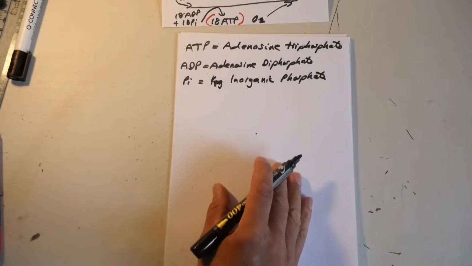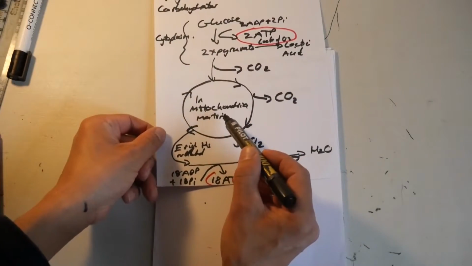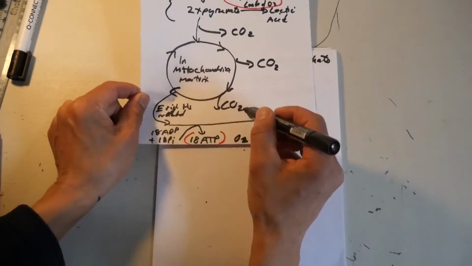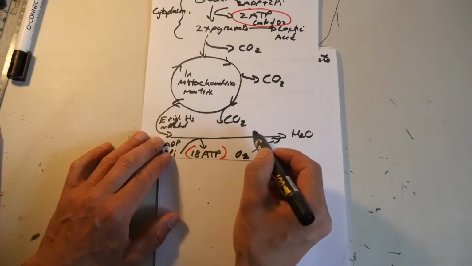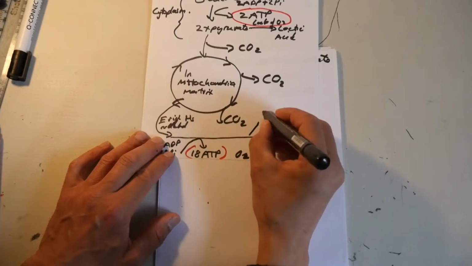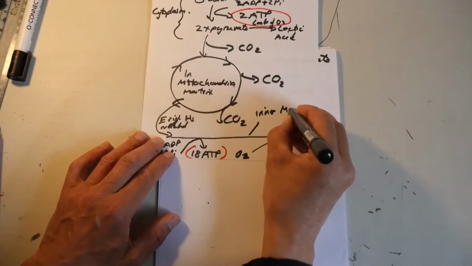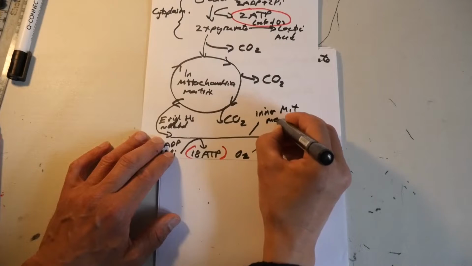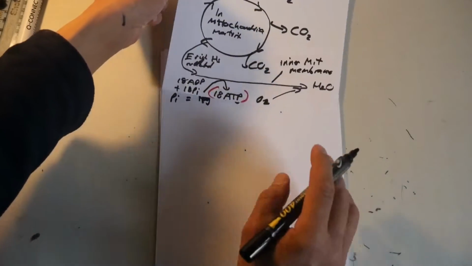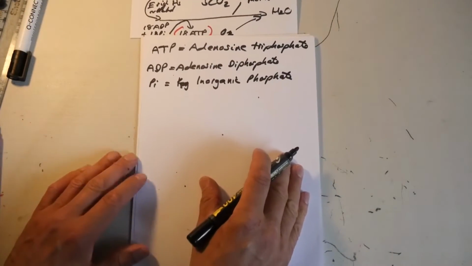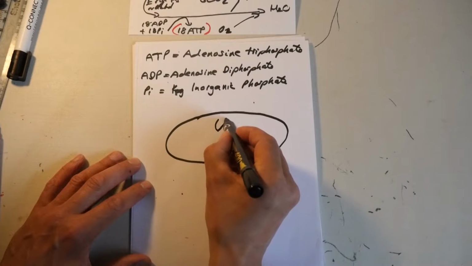I also didn't mention yet, I said this is in the mitochondrial matrix, but this part actually occurs in the inner mitochondrial membrane. I'll just quickly draw a picture to illustrate what I mean. The mitochondria is like this. It's full of lots of folds like this.